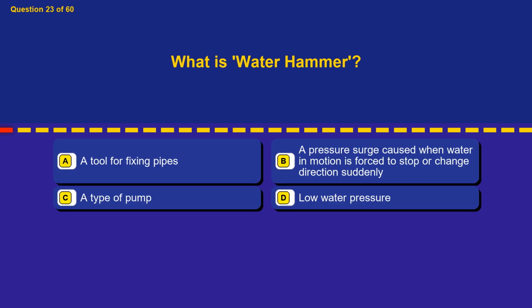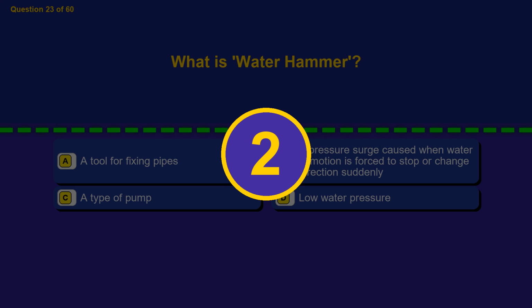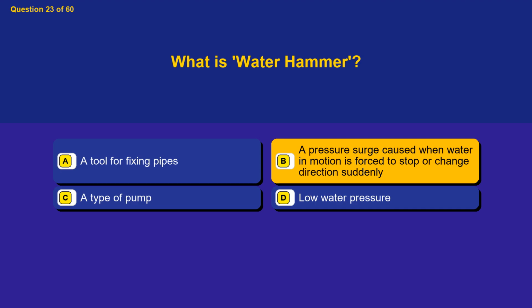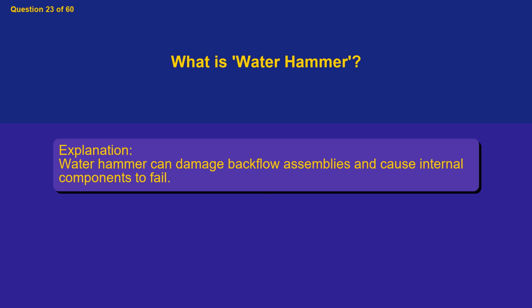Question 23. What is water hammer? Option A, a tool for fixing pipes. Option B, a pressure surge caused when water in motion is forced to stop or change direction suddenly. Option C, a type of pump. Option D, low water pressure. The correct answer is option B, a pressure surge caused when water in motion is forced to stop or change direction suddenly. Water hammer can damage backflow assemblies and cause internal components to fail.